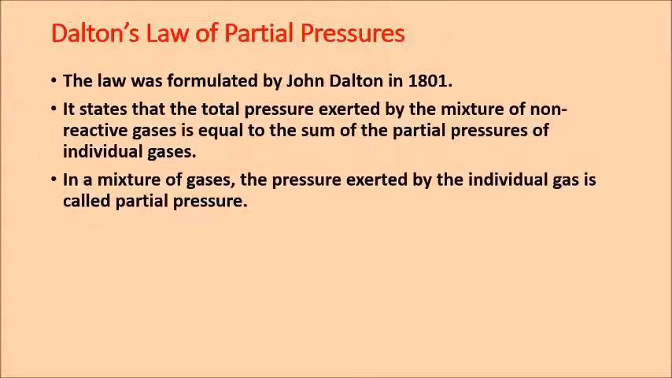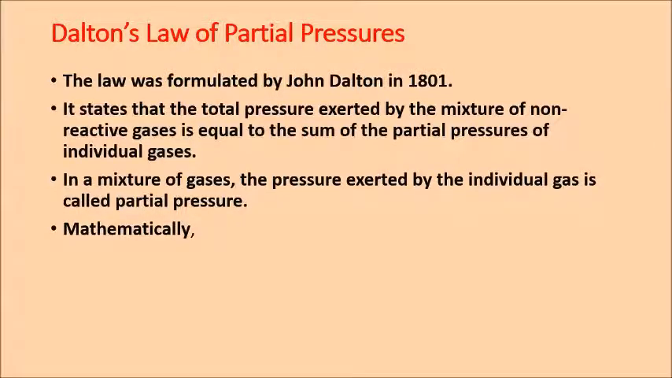And in a mixture of gases, the pressure exerted by the individual gas is called partial pressure. So each and every gas has a pressure which we name as partial pressure. If three gases are there, we have to say partial pressure of the first gas, second gas, third gas. Like that we have to say. And all these, or the number of gases we have, we take the partial pressures and sum them to get what? The total pressure. So mathematically how can we represent that law?